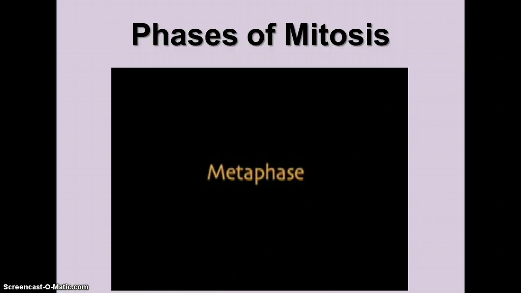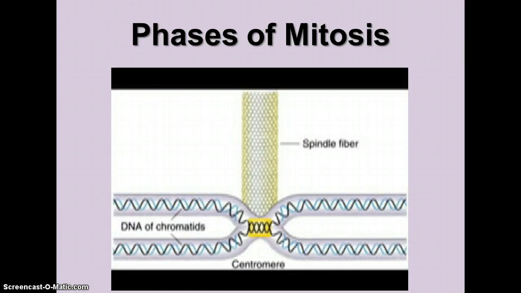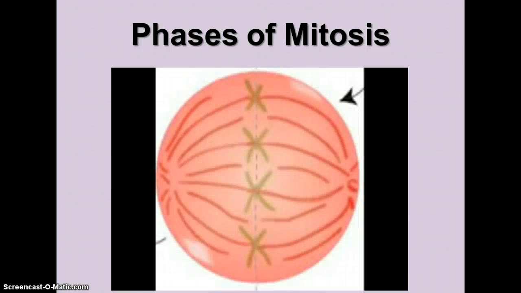The second step is metaphase. During metaphase, homologous chromosomes line up along the middle of the cell. This imaginary wall is often called the metaphase plate. The spindle fibers attach themselves to the middle of each chromosome at the centromere. The centromere provides a sturdy attachment point among the fragile DNA. Here is another depiction of metaphase.